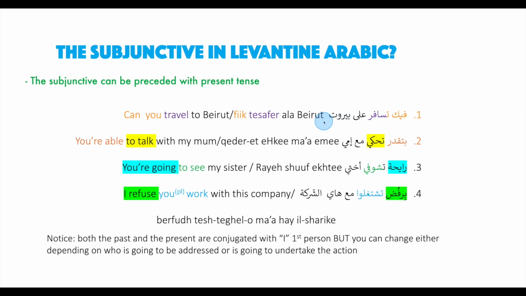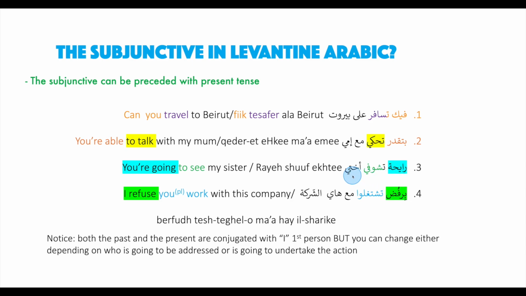فيك تسافر على بيروت. Can you travel to Beirut? So فيك تسافر, فيك is conjugated with you masculine and تسافر is conjugated with you masculine. Can you travel to Beirut? بتقدر تحكي مع أمي. Are you able to talk with my mom? Are you able to talk? بتقدر تحكي. The third sentence.